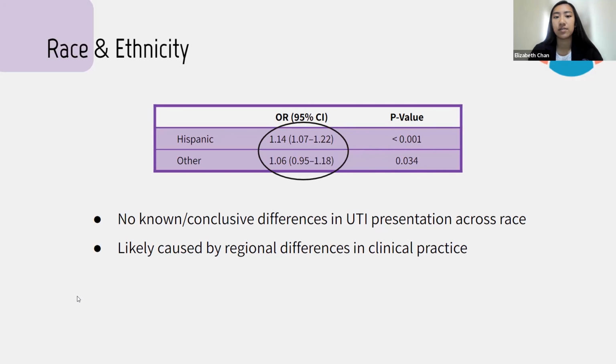Some hospitals might collect urine cultures more often than others, and some have a higher or lower threshold for how soon to test for UTIs. So it's these differences that we suspect contribute to the higher UTI diagnoses in the Hispanic patients observed.